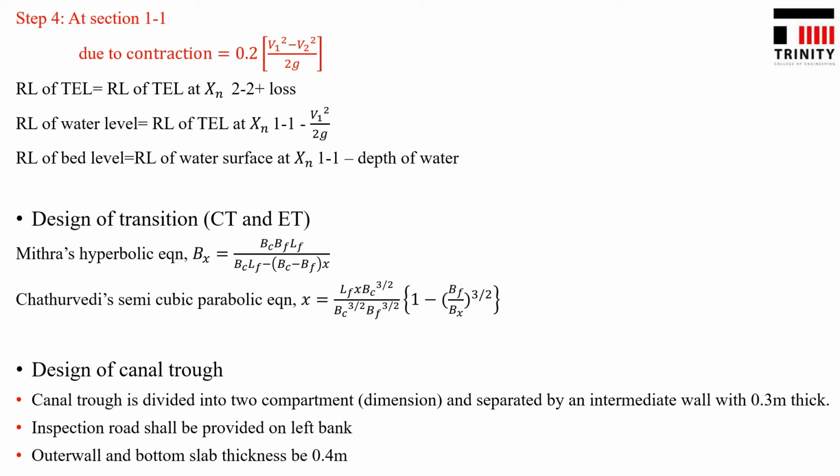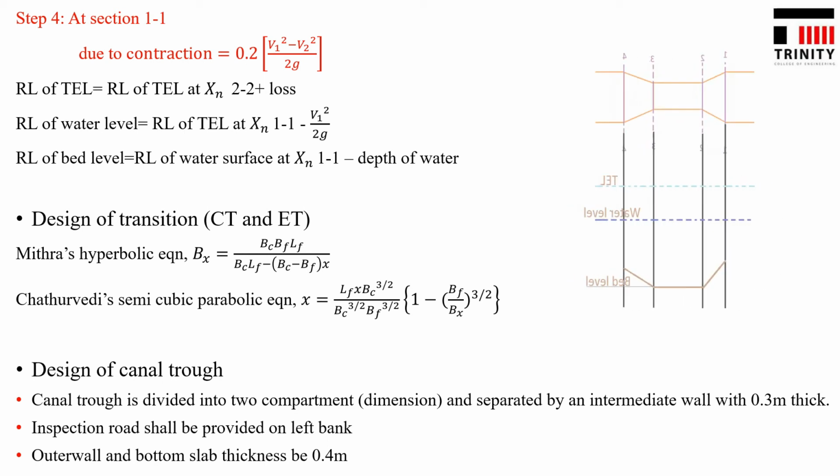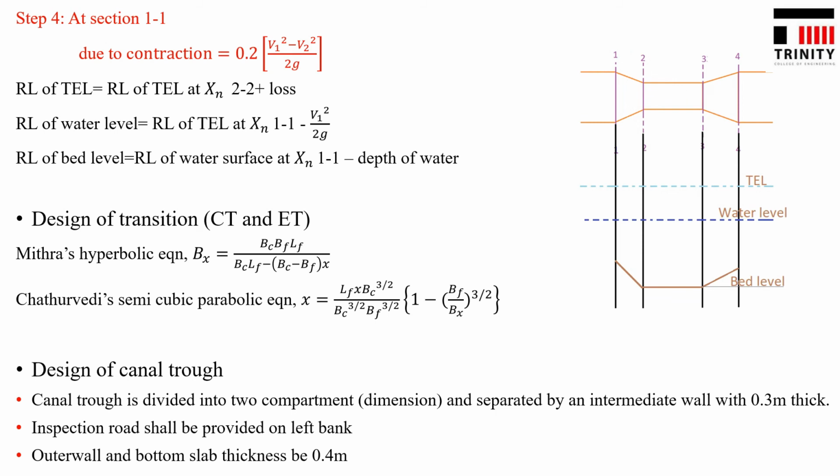Next, the water level at section 1.1 will be equal to the reduced level of TEL at section 1.1 minus V1 square by 2g. Next is the calculation of bed level, that is equal to the water level at section 1.1 minus the depth of the water. So we get all the total energy level, water level and bed level at 4 sections.